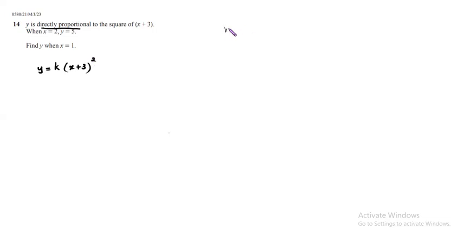But let's say that in the same question it was given as inversely proportional. In that case, we would write it as y is equal to k. We do not write it as times x plus 3 squared. We would write it as k over x plus 3 with the square. So directly proportional means you would just multiply it with whatever expression you have. And if it's inversely proportional, you would put whatever it follows, the square of x plus 3, or sometimes it will be given as square root of x or something like that, in the denominator.